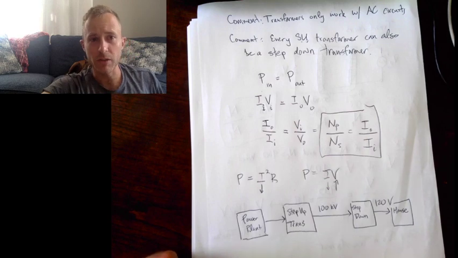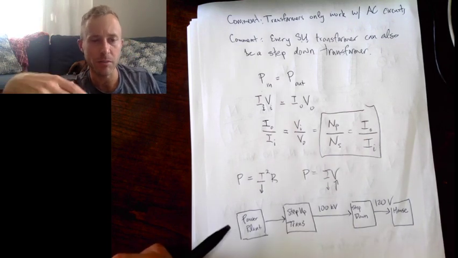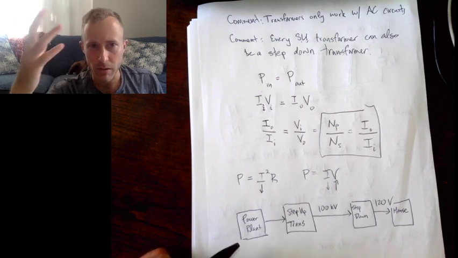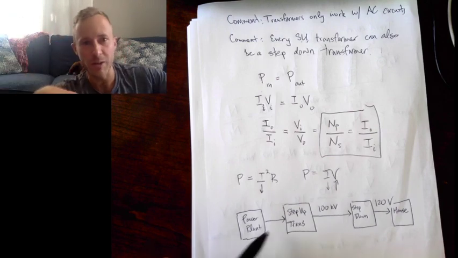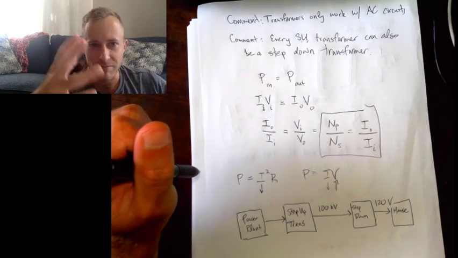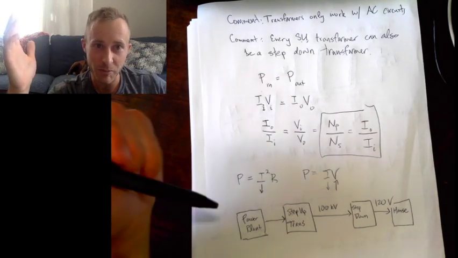Apparently with modern technology, they are able to step up and step down the voltage with DC. But this was the first way we learned how to do it, and so that's what our electrical grid is based on.